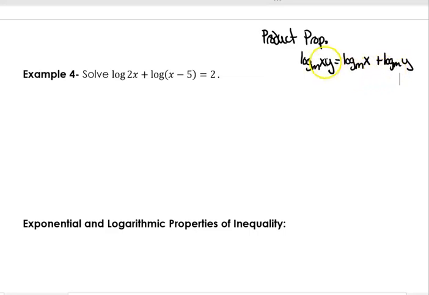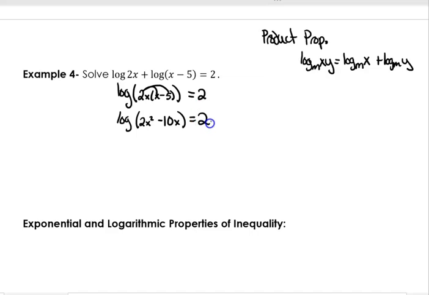We learned to expand a log into two things and to take two things and condense them back into one. So these are two logs we need to condense into one. Using the reverse of the product property, it's log of 2x times x minus 5, since they are multiplying together. So 2x times x is 2x squared, and 2x times negative 5 is negative 10x. Now we have a single log.